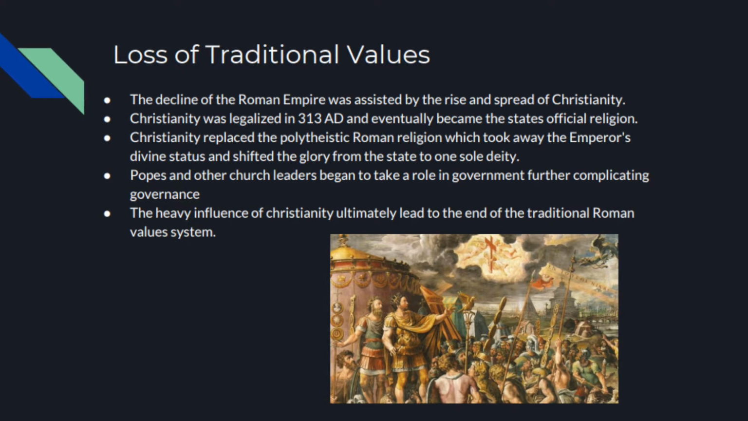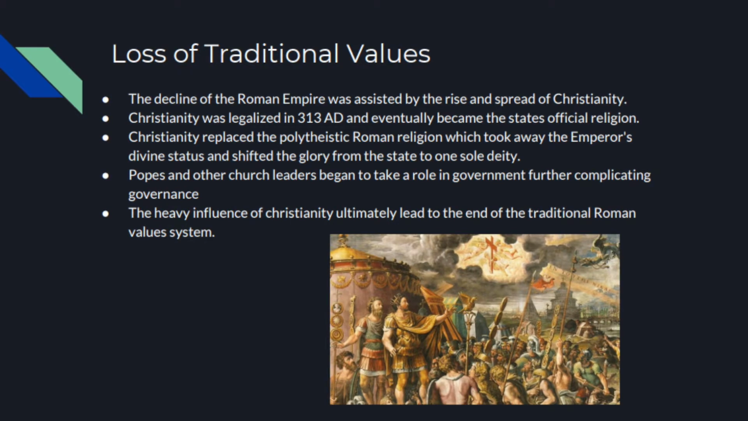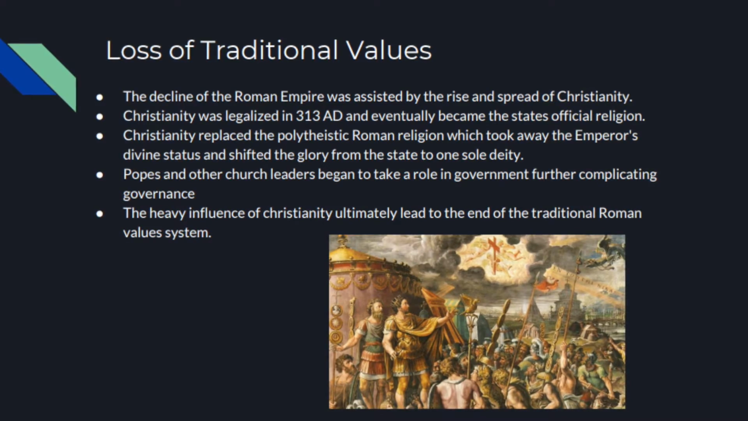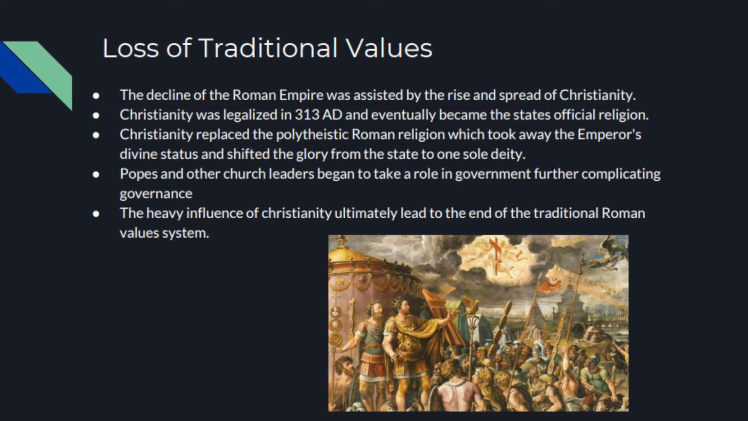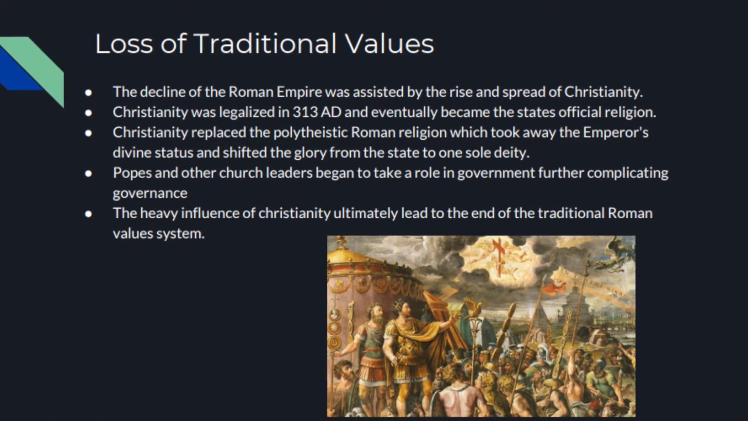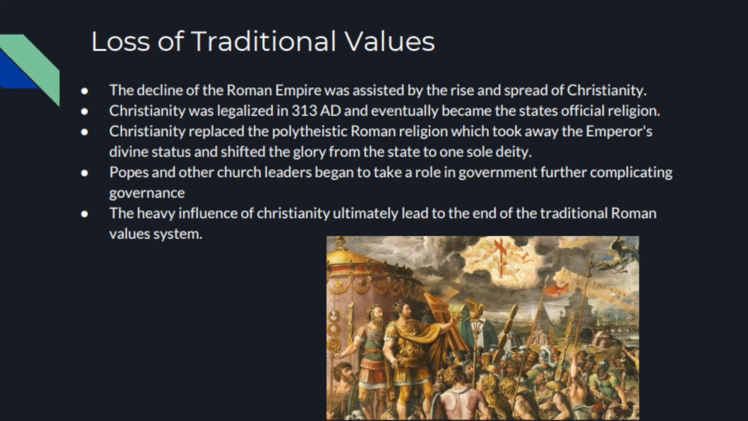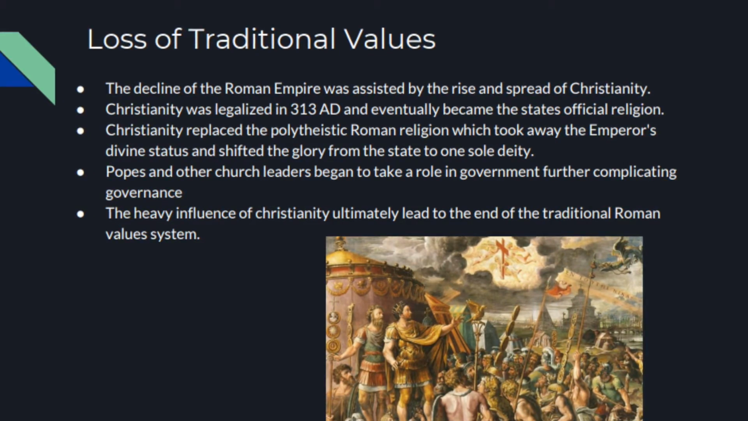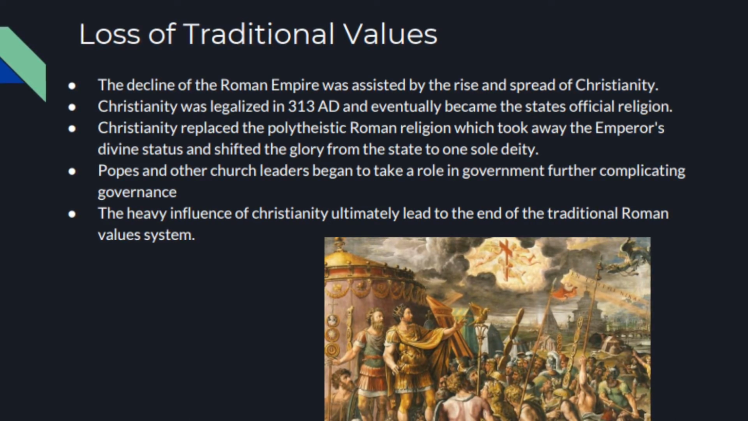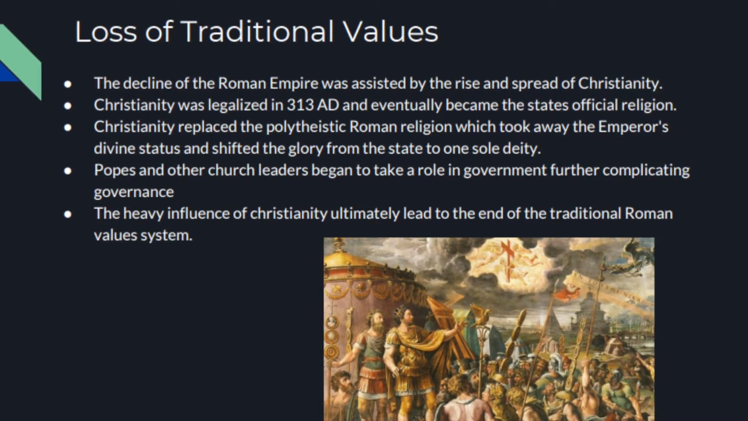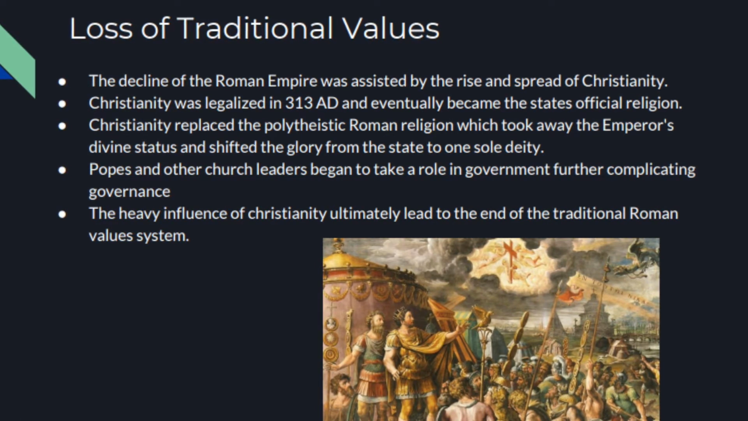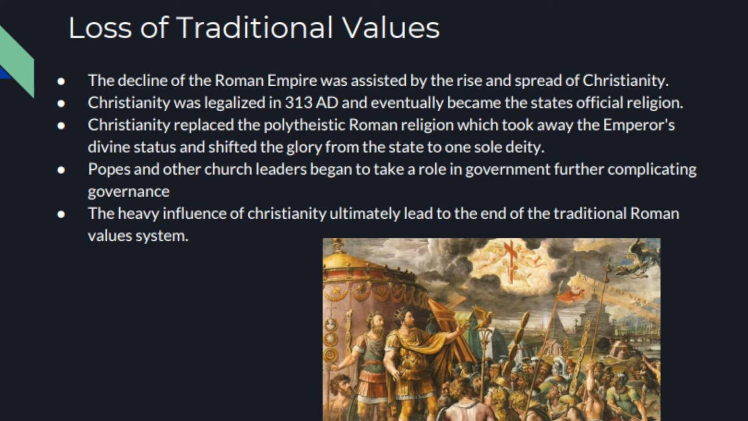Loss of traditional values. The decline of the Roman Empire was assisted by the rise and spread of Christianity. Christianity was legalized in 313 AD and eventually became the state's official religion. Christianity replaced the polytheistic Roman religion, which took away the emperor's divine status and shifted the glory from the state to one sole deity. Popes and other church leaders began to take a role in government, further complicating governance. The heavy influence of Christianity ultimately led to the end of the traditional Roman value system.